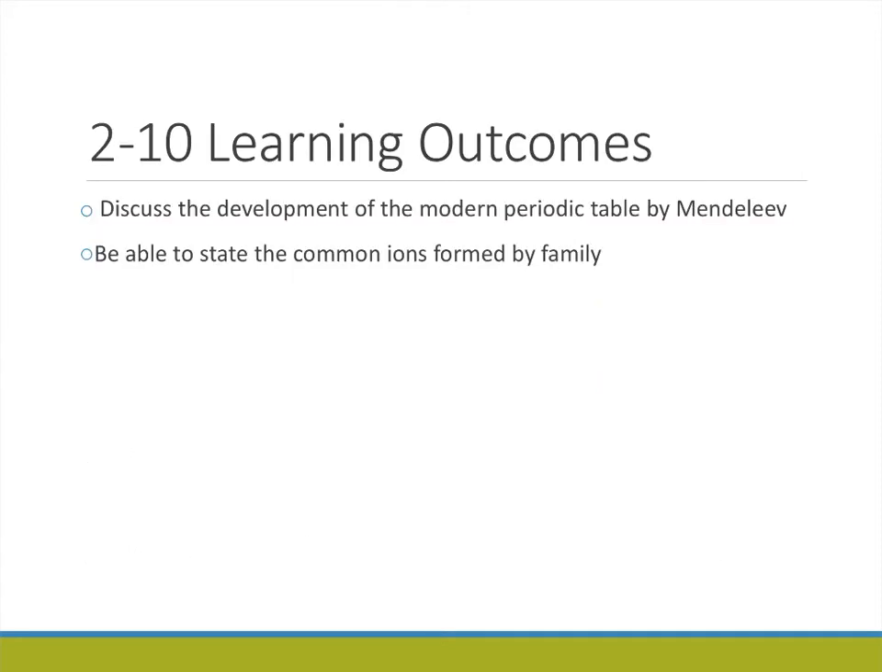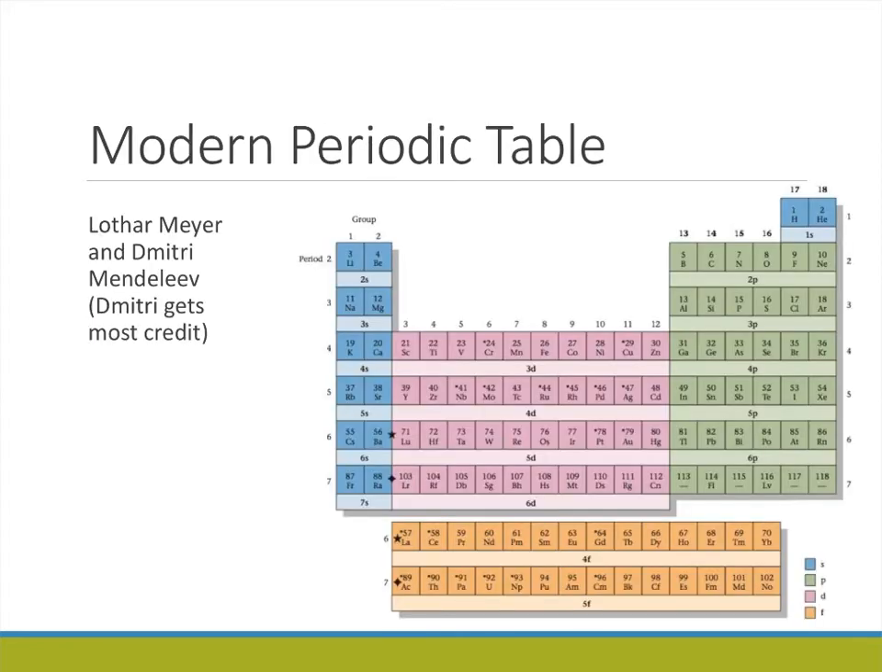In section 10, we're going to talk about the development of the periodic table, and you need to be able to state the common ions formed by family, which, let's face it, we should already know. The modern periodic table was developed by two men independently, Lothar Meyer and Dmitry Mendeleev, but Mendeleev gets most of the credit. It is arranged in order of increasing atomic number, even though that's not how it was originally arranged. That's what it ended up being, an increase in atomic number.